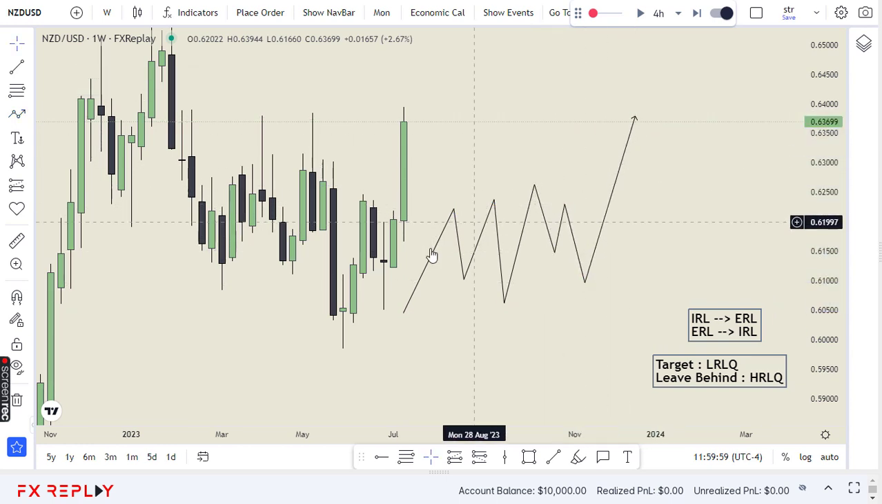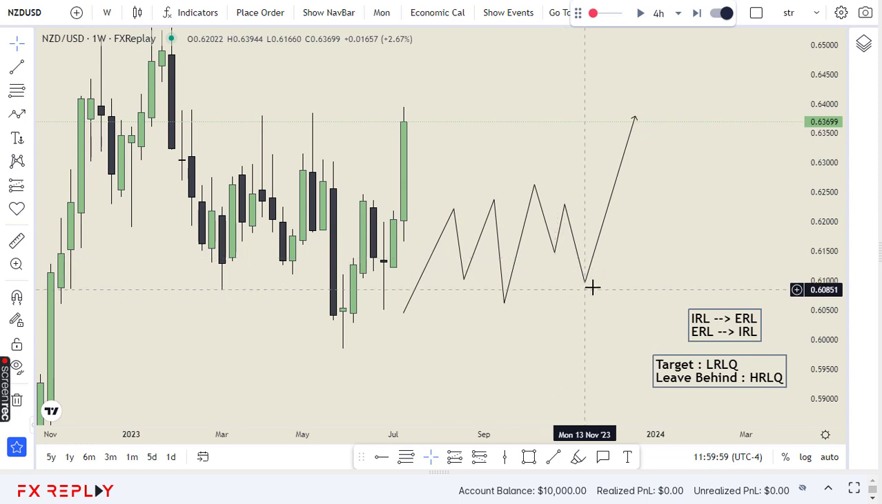So you can see clearly the difference. You can see that price is taking liquidity from these swings and immediately rejecting from it, attacking this external range liquidity, retracing, immediately taking liquidity and immediately rejecting.